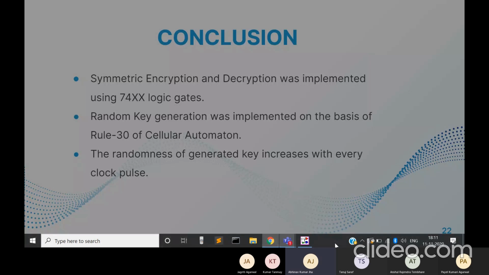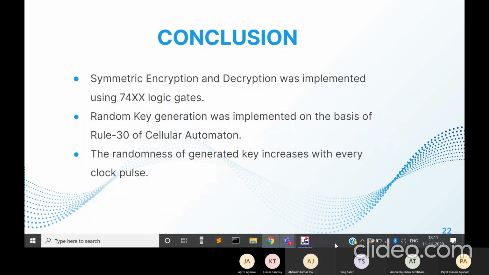Now we come to the conclusion part. Symmetric encryption and decryption was implemented using 74XX logic gates. Random key generation was implemented on the basis of Rule 30 of cellular automaton. The randomness of the generated key increases with every clock pulse.